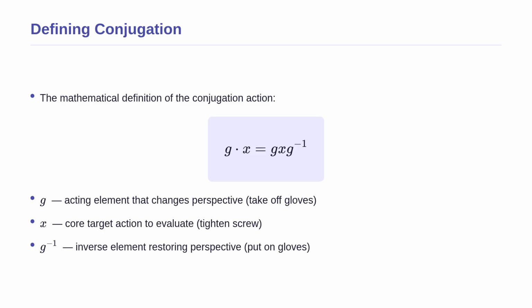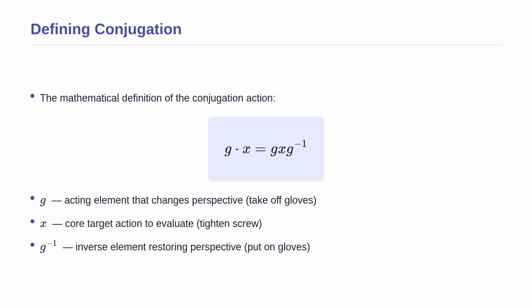This brings us to the mathematical definition of the conjugation action. The formula shows exactly how this 3-step process works algebraically. The symbol G is the acting element that changes our perspective, acting like taking off the winter gloves. The symbol X is the core action or target element we want to evaluate, acting like tightening the screw.